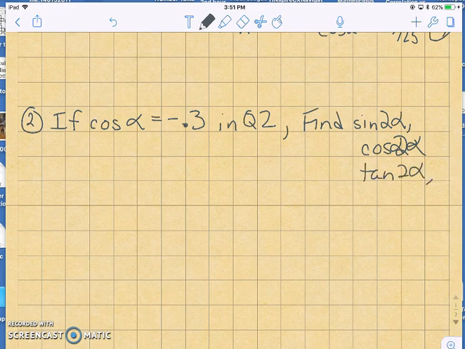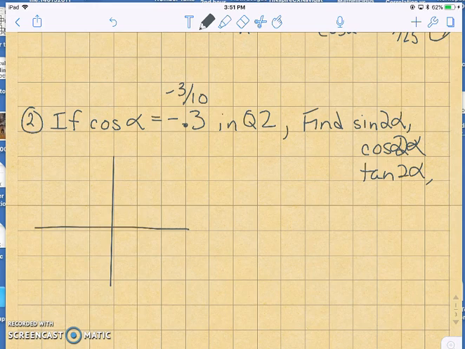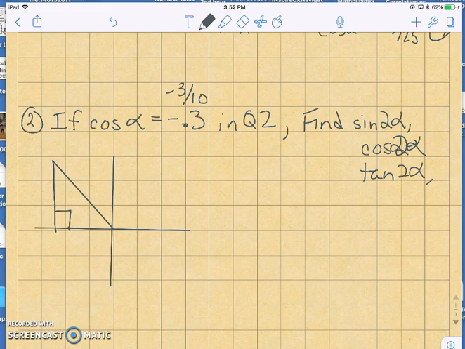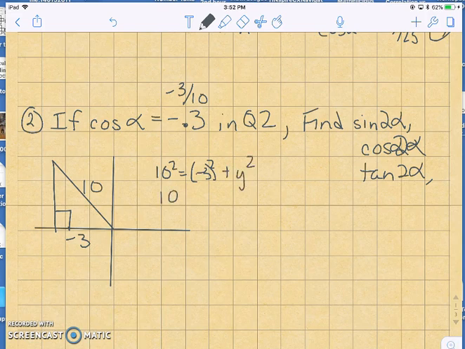The first thing I notice is that this isn't a fraction. Negative 0.3 is negative 3/10, so let's write that as a fraction. Now if we draw our triangle in quadrant 2, cosine is adjacent over hypotenuse, and now we can find our y value. So 10 squared equals negative 3 squared plus y squared. So 100 equals 9 plus y squared, so 91 equals y squared. So we have the square root of 91.